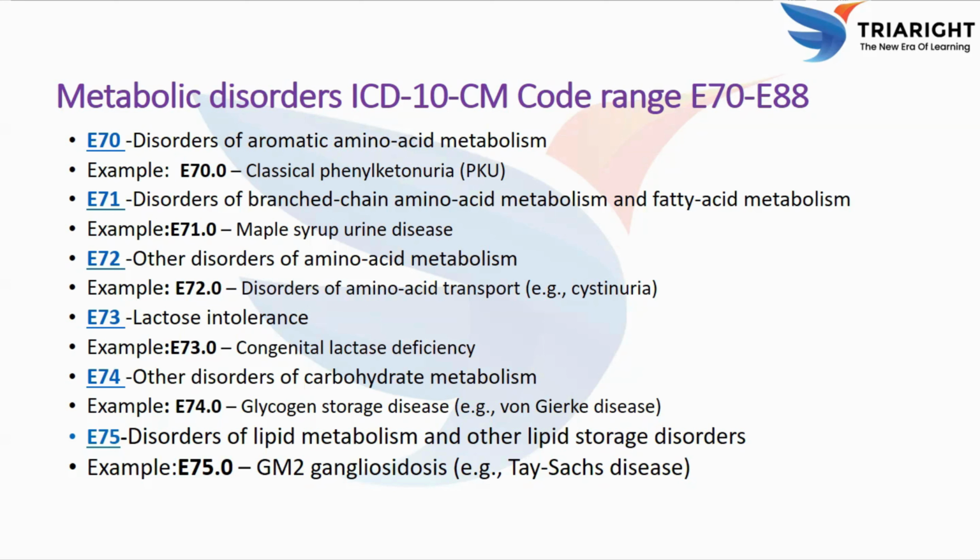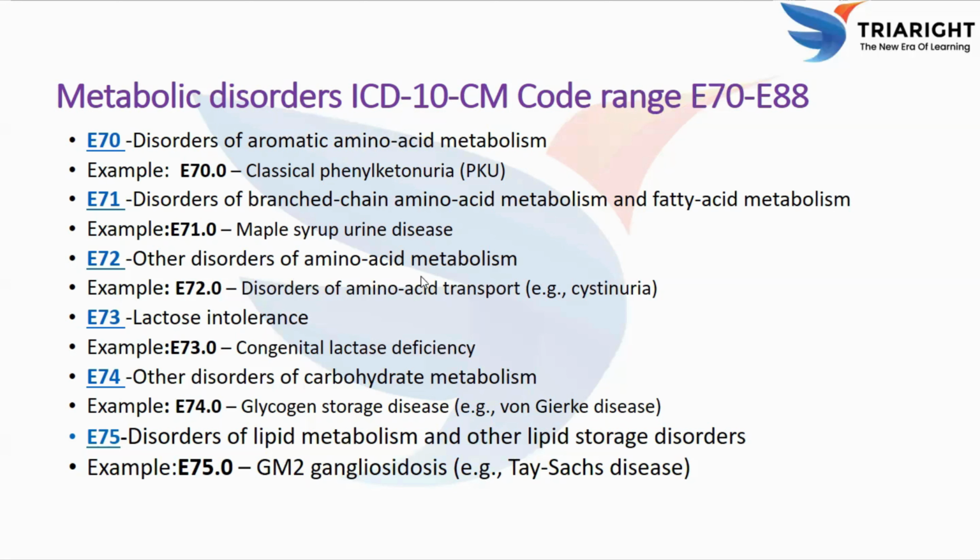So as a result, phenylalanine builds up in the blood and brain, causing brain damage. Whenever it damages the brain, this classical phenylketonuria gets diagnosed. So the E70.0 code must be assigned for the PKU disorder. And then next, coming to E71, it's disorders of branched chain amino acid metabolism and fatty acid metabolism.